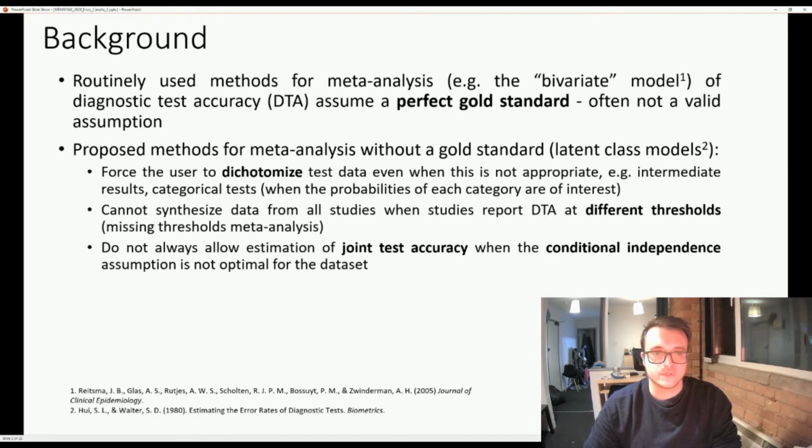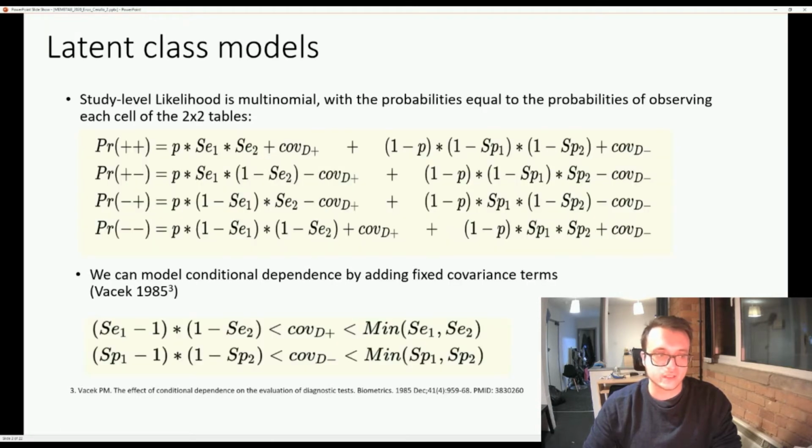Proposed methods for meta-analysis without a gold standard, often latent class models, force the user to dichotomize test data, even though this isn't always appropriate. For example, we may have intermediate results or categorical tests and we're interested in the probabilities of each category. They can't synthesize data from all studies when DTA is reported at different thresholds, which I call missing thresholds meta-analysis. And they don't always allow the estimation of joint test accuracy when the conditional dependence assumption is not optimal for the data set.